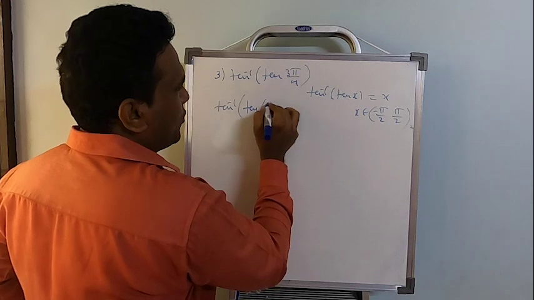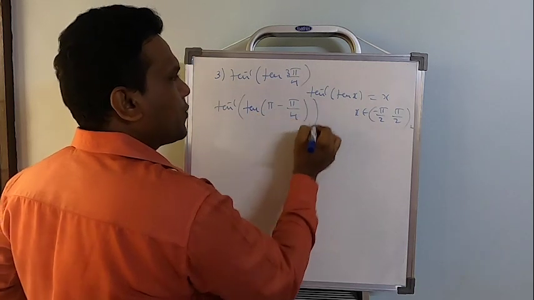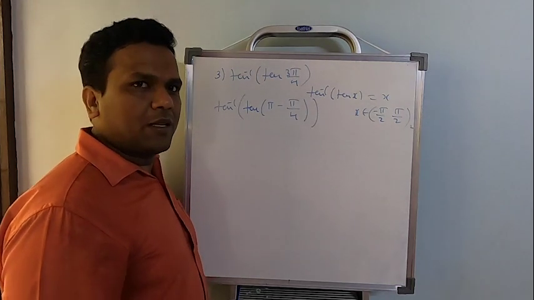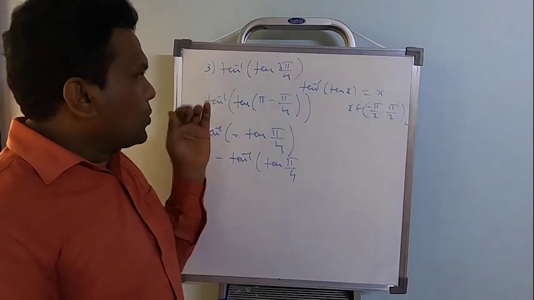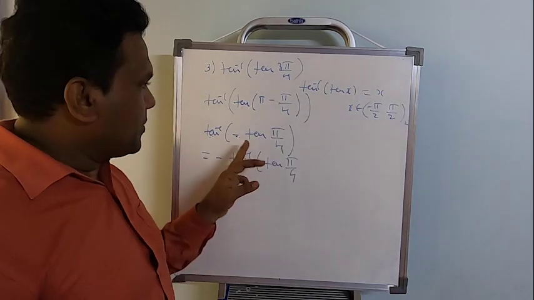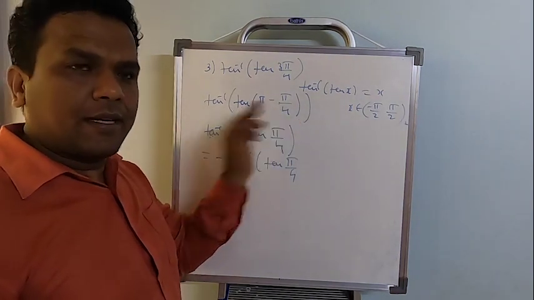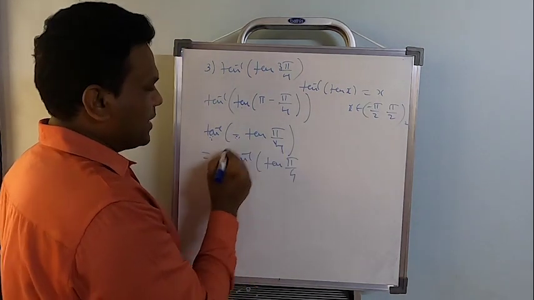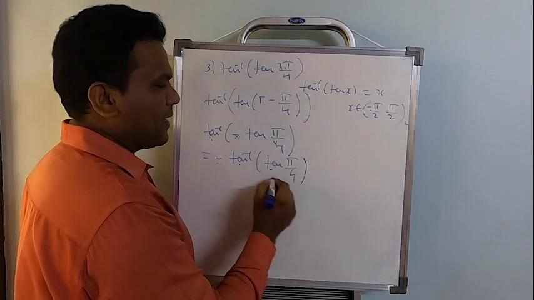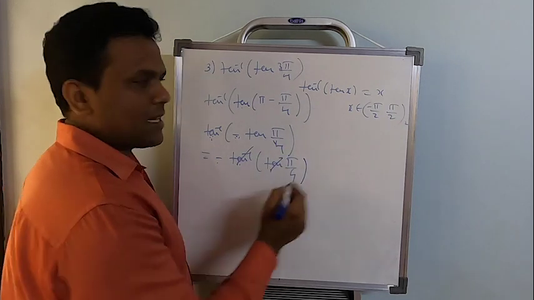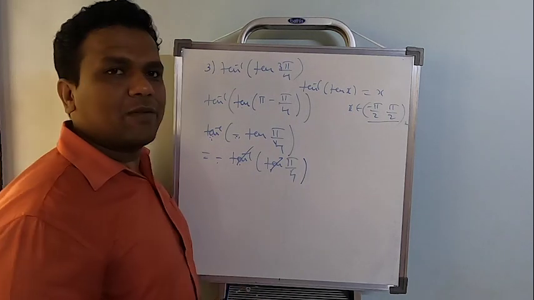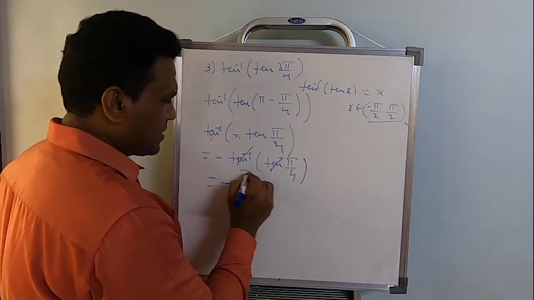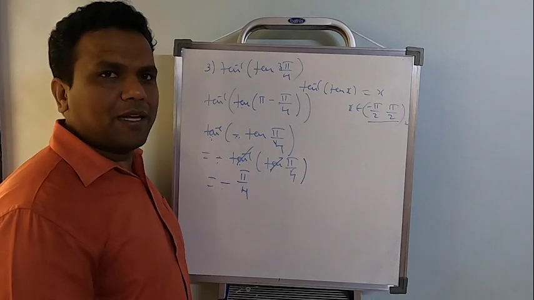Can I write 3 pi by 4 as pi minus pi by 4? Of course we can write it. 180 minus 45 will be 135. So tan of 180 minus theta can be written as minus tan theta because it lies in the second quadrant. Now just look here, tan inverse of minus x is minus tan inverse x, right? And now we can eliminate tan inverse and tan because pi by 4 is a value which lies between minus pi by 2 to plus pi by 2. On simplification, the minus sign is still there. The answer is simply minus pi by 4.